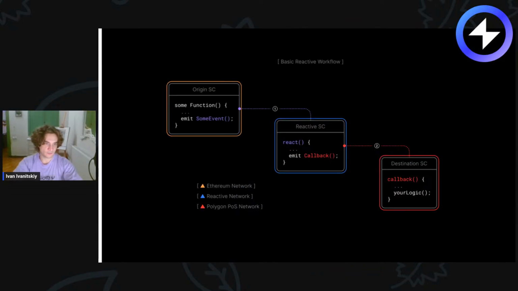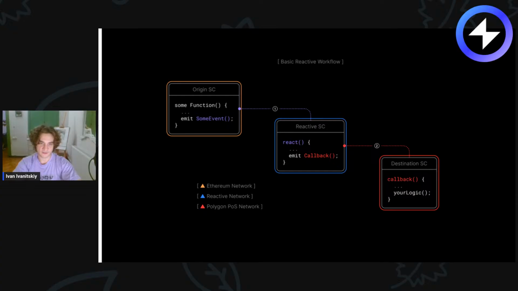Okay, sorry for the white line, something is wrong with the slides here, but anyway, let me remind you the basic scheme. The yellow origin smart contract on the left is the one to events of which we react. So some event happens there when a function is called. Then the reactive smart contract in the middle reacts to this event. The react function is being called automatically.